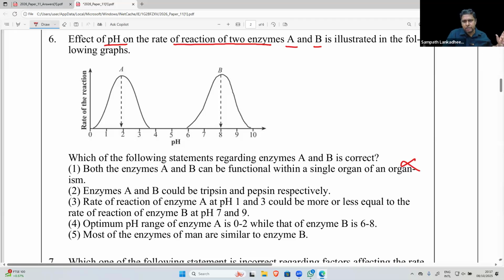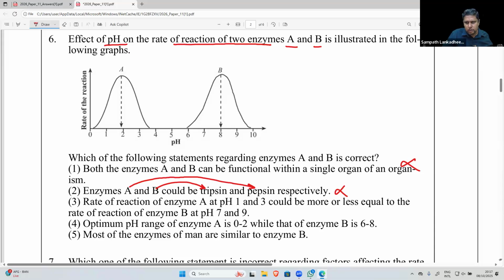Enzyme A and B could be trypsin and pepsin. Not in order, A is pepsin. This order is not correct. A is pepsin, B is trypsin, respectively. The rate of reaction of enzyme A at pH 1 and pH 3 could be more or less equal to the rate of the reaction of enzyme B at pH 7 to 9.